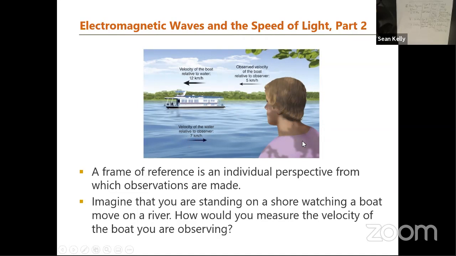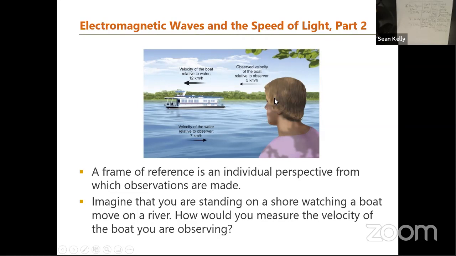So here's this fellow who's watching the river, and from his point of view, he sees the river water going in this direction. Now, the people on the boat don't see the river water moving in that direction because they're moving along the river at a speed of 12 kilometers per hour. So they see the water moving backwards at 12 kilometers per hour.